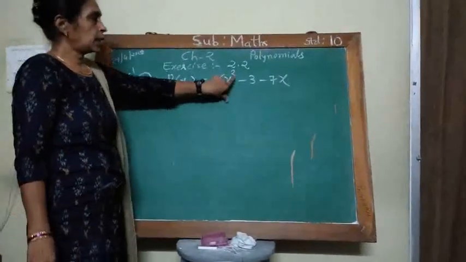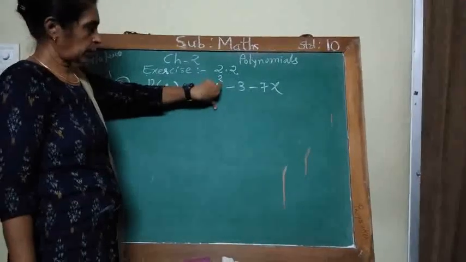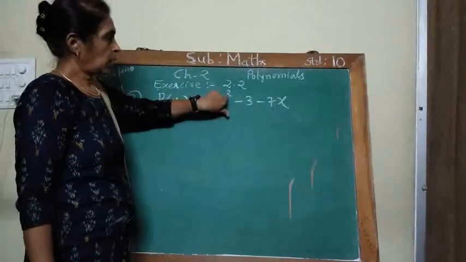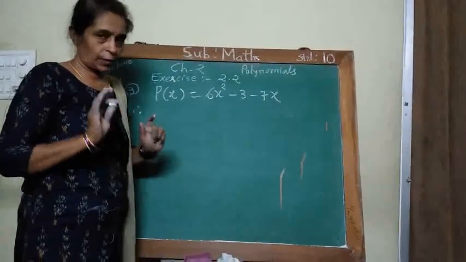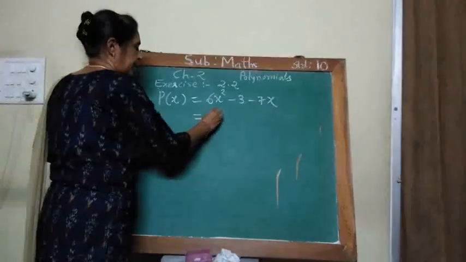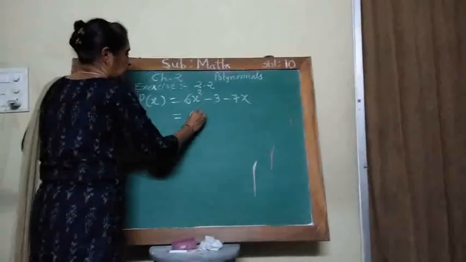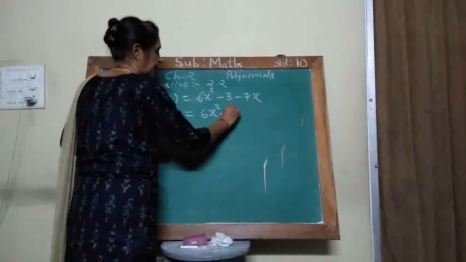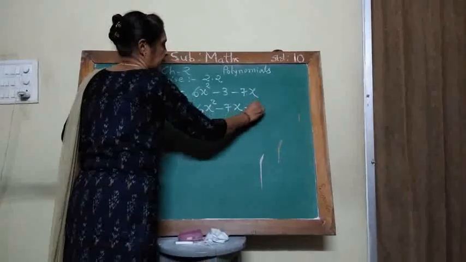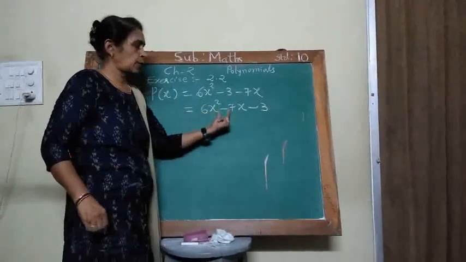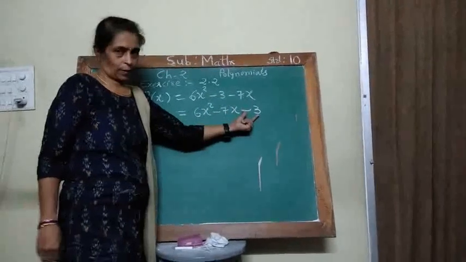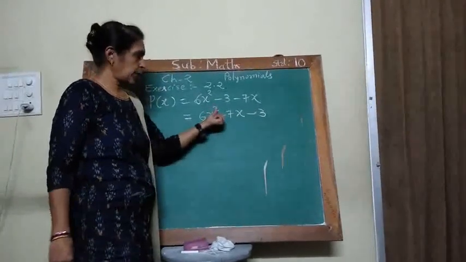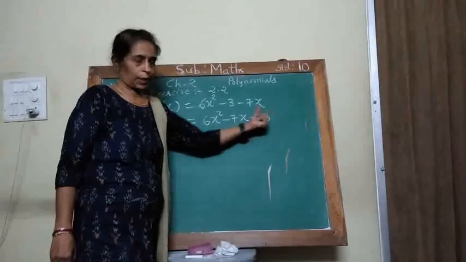Now see here, this term has degree 2, this term has degree 1. So the terms are not written in the standard way, so I write them in descending order. First 6x square, and then minus 7x minus 3. See, minus 7x, don't write plus 7. The constant term is minus 3. So I write degree 2, degree 1 and degree 0 in descending order.